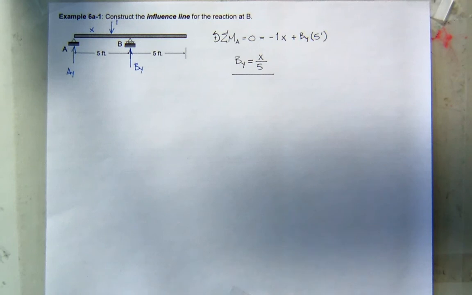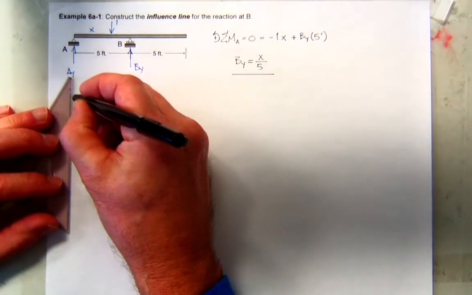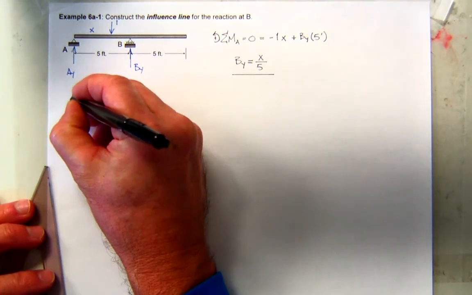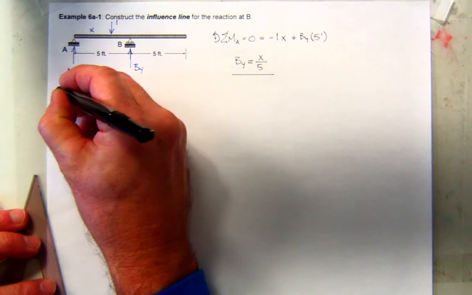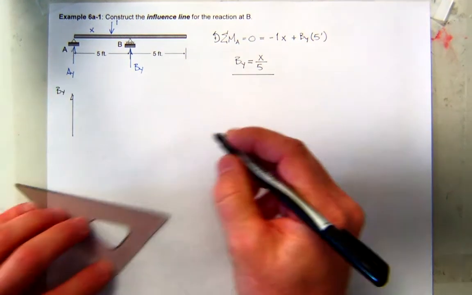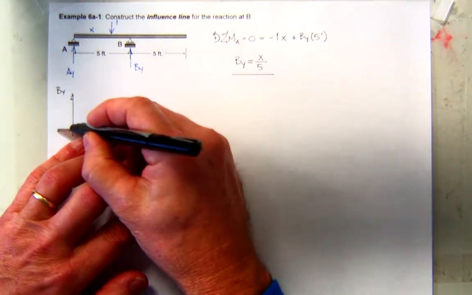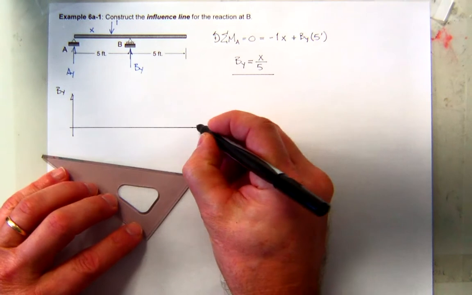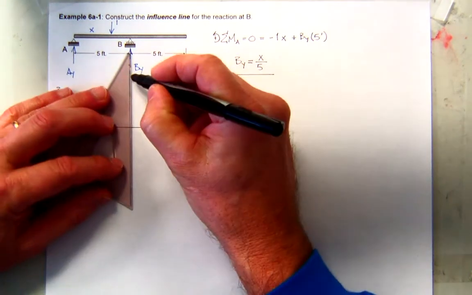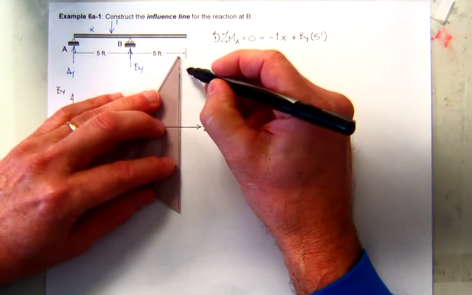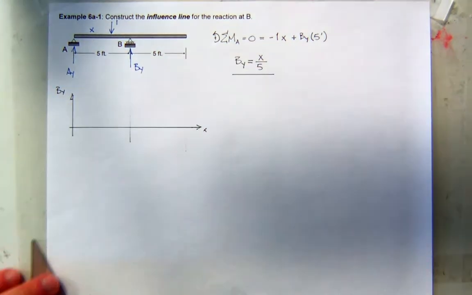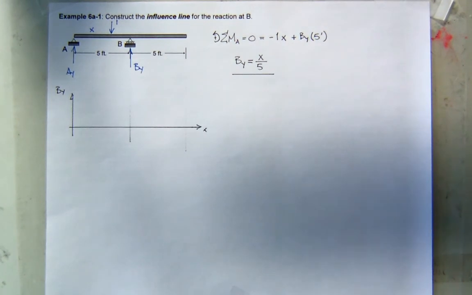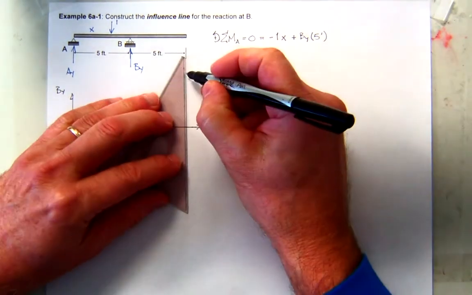So I just need to plot that. I'll come down here and say on my ordinate that I want By as a function of the load. And I'll just bring these lines down. So there's B, and there's the end. What is the value of that? You can't really see that very well. Let me do it again.